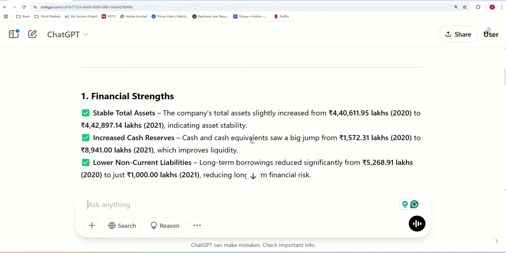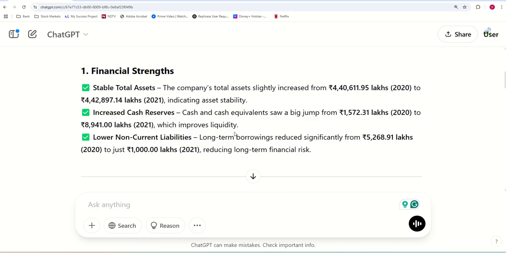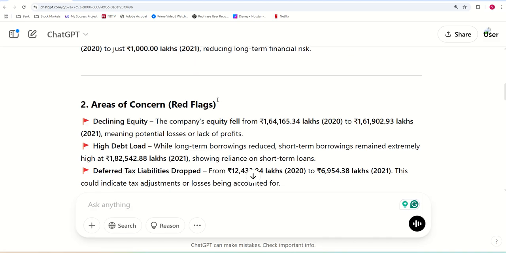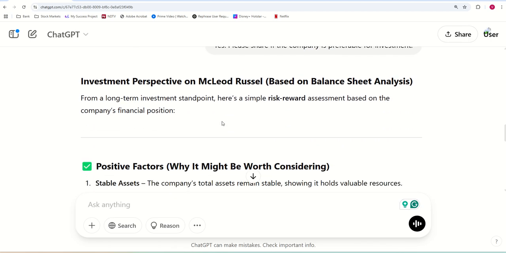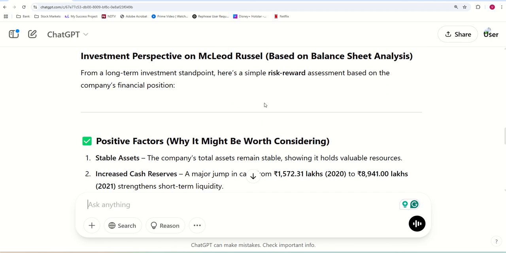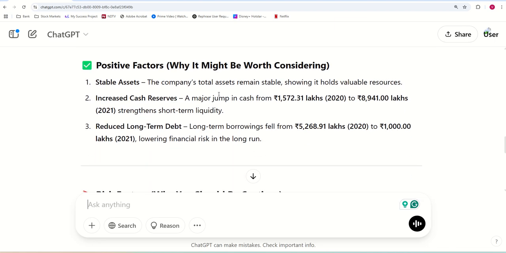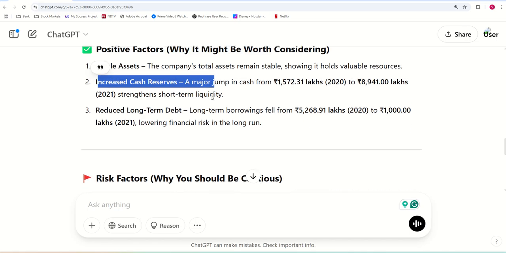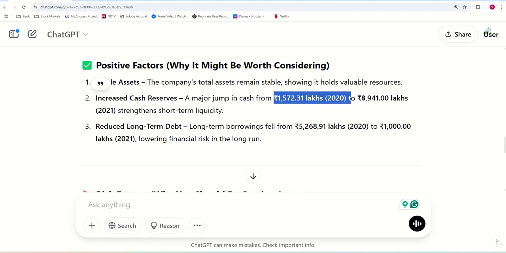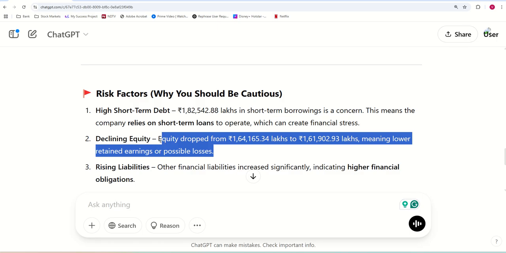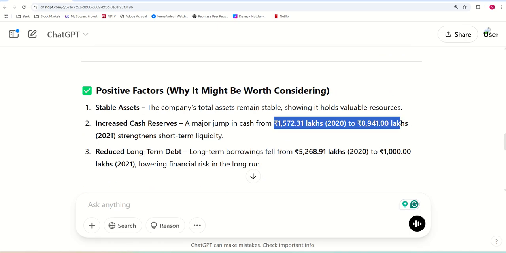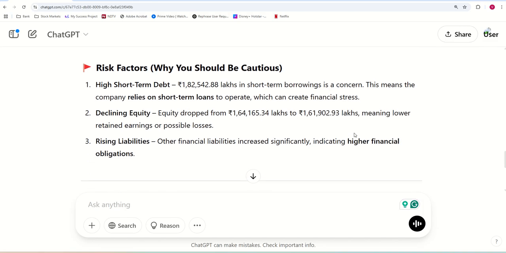It was in very, very simple language, not talking about ratios or too many jargons. Very simple language which anybody in the stock industry must be able to understand. And I'm trying to extend that analysis by asking whether it is worth investing in. That is the kind of question I get. Again, for the positive factor, it is talking about cash reserves, which I will not prefer, because you need to find out why the cash has jumped so much when the company itself has been facing loss. In another place, it very clearly says declining equity, the company is facing loss. Then how come the cash is jumping so much? That is something you need to investigate further.